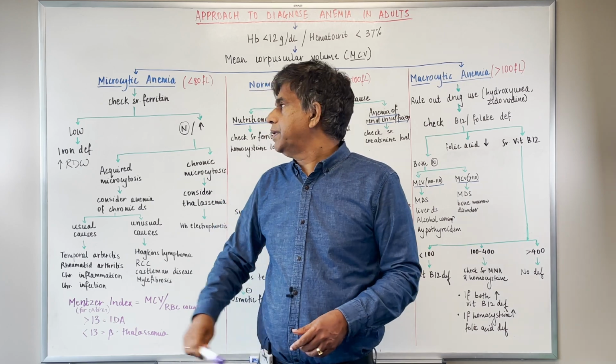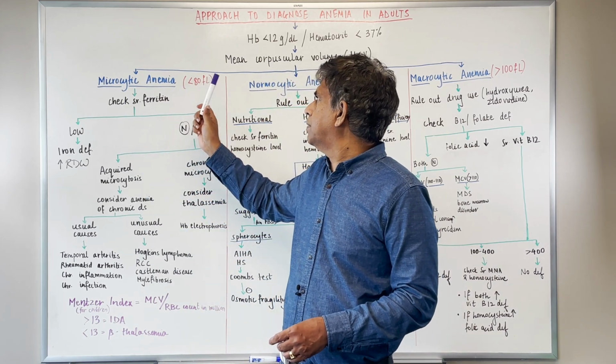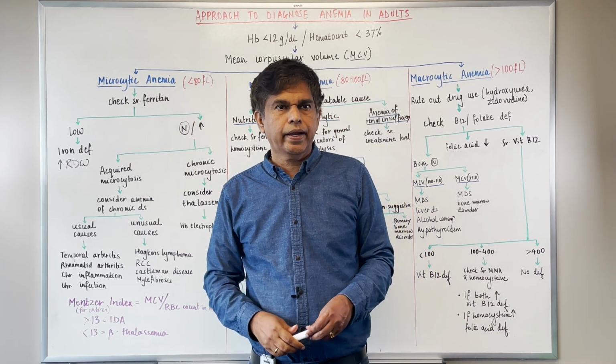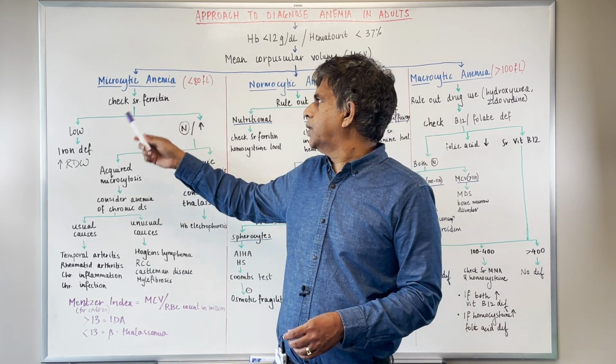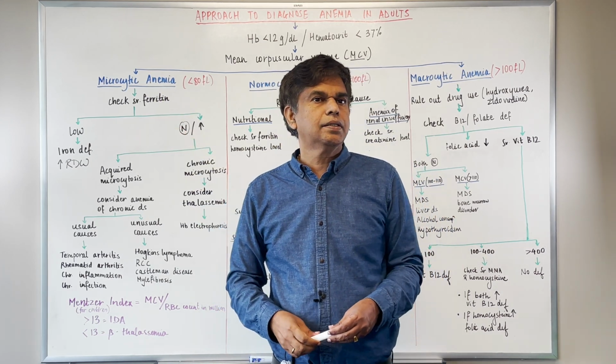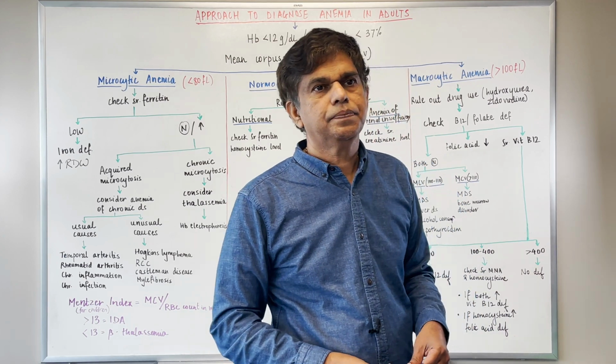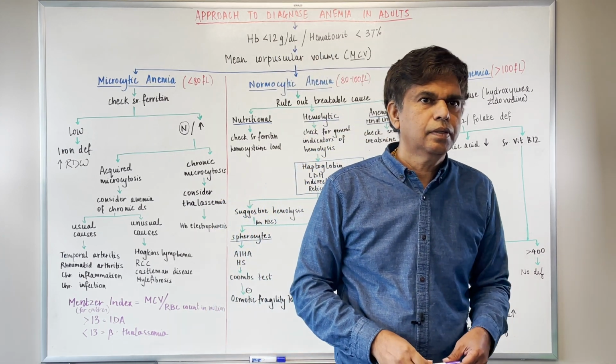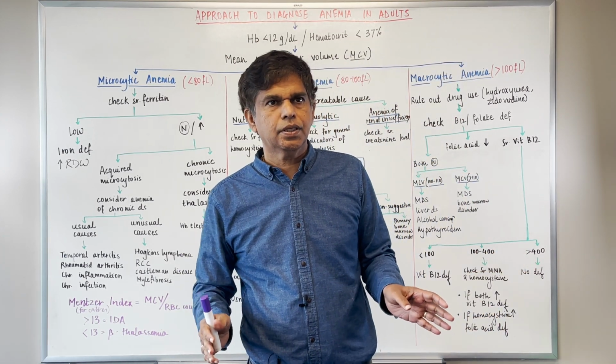We've got microcytic anemia, so the MCV is less than 80, okay? The question is, what is the first thing that should come to our mind when you have microcytic anemia? What is the first one? We talk about iron deficiency anemia.